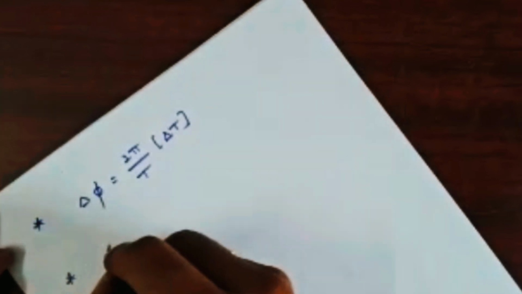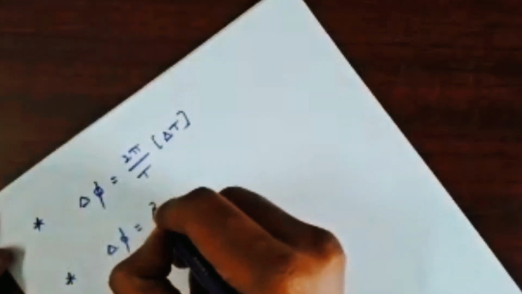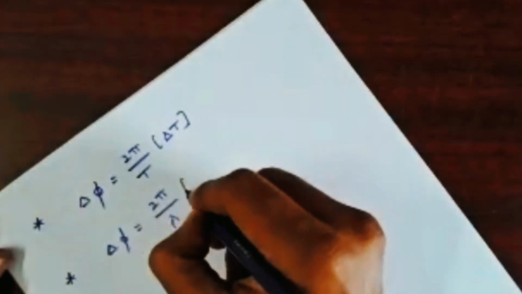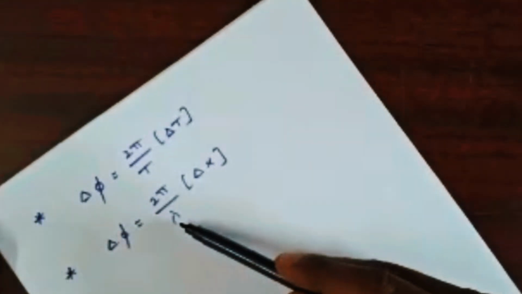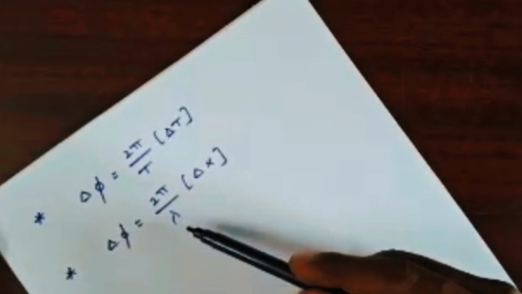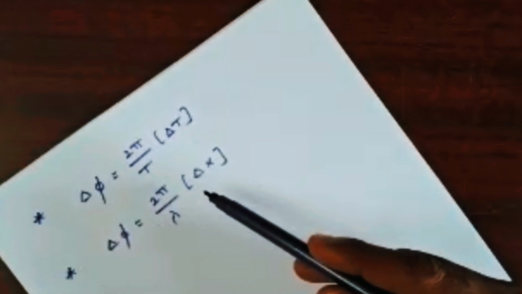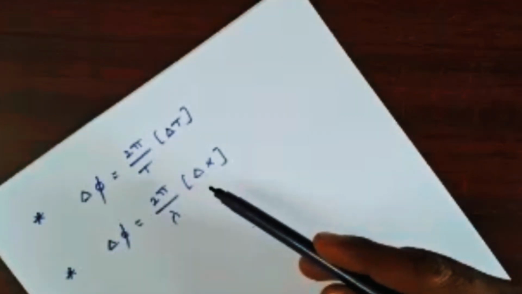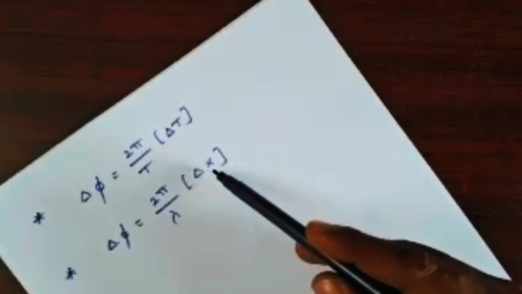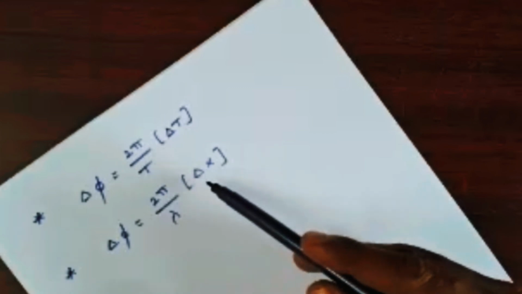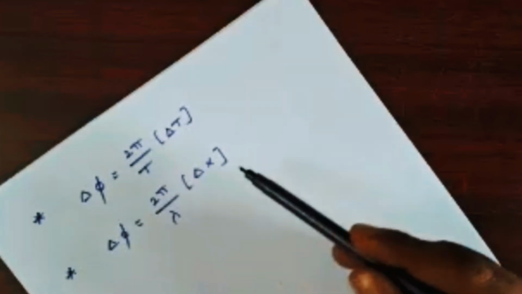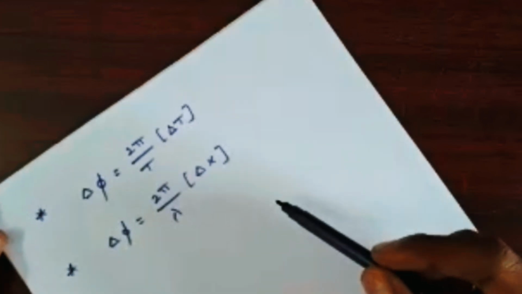And one more relation is the relation between the phase difference and the path difference. Delta phi is equal to 2 pi by lambda into delta x. Here delta x is the path difference, delta phi is the phase difference, and lambda is the wavelength of the particular wave. So these two formulae give the concept: for a particular change in time, what is the phase difference of the wave? If you know the path difference between the two, then we get the phase difference of the two waves or two particles.